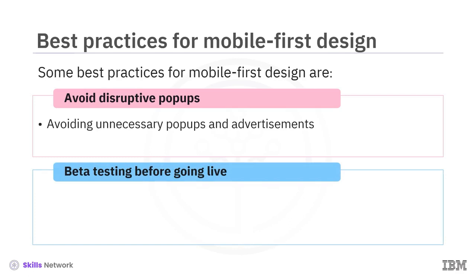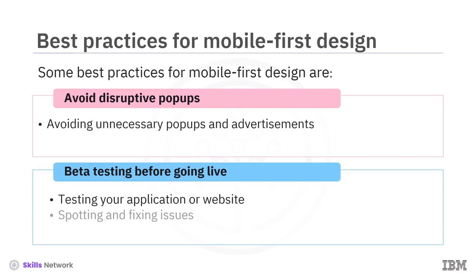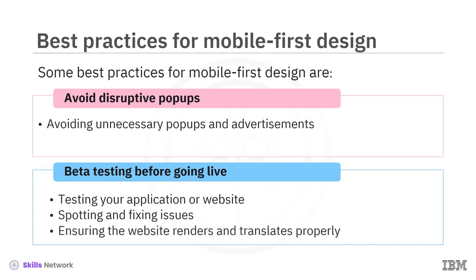One of the most important aspects of developing an online platform is testing your application or website before it goes live. This is also one of the most efficient methods for ensuring that your website provides a great user experience across devices. This process allows you to spot issues and fix them before it reaches the customer. Furthermore, it gives you the opportunity to ensure that the website renders correctly and translates properly across desktops, tablets, and mobile.